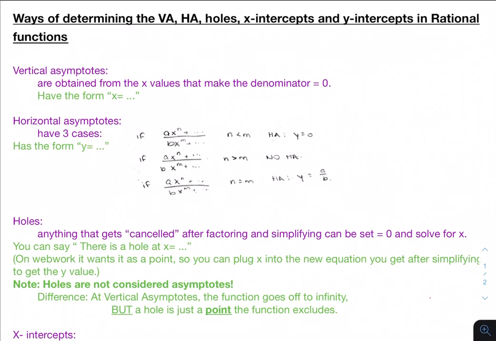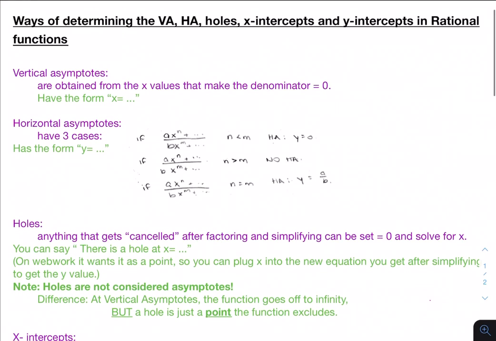So I'm going to be going over ways of determining vertical asymptotes, horizontal asymptotes, y-intercepts, and x-intercepts of rational functions, as well as holes. In order to determine the vertical asymptotes of a rational function, these are obtained from all the x values that make the denominator 0. So if you plug an x value into the function and it makes the denominator 0, then that is a vertical asymptote. It usually has the form x equals something, so it can be x equals 2, x equals -2, 3, 4, -5, anything.